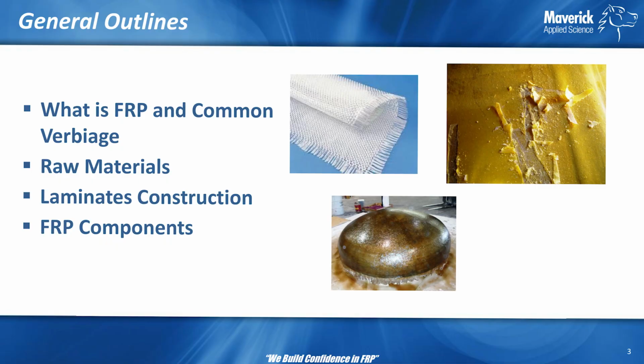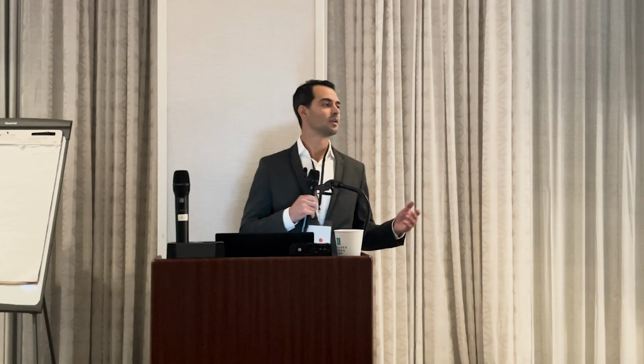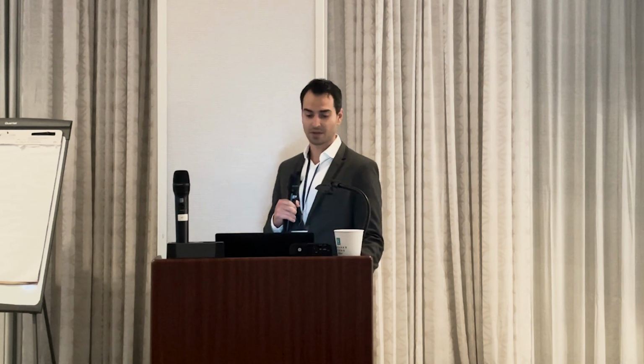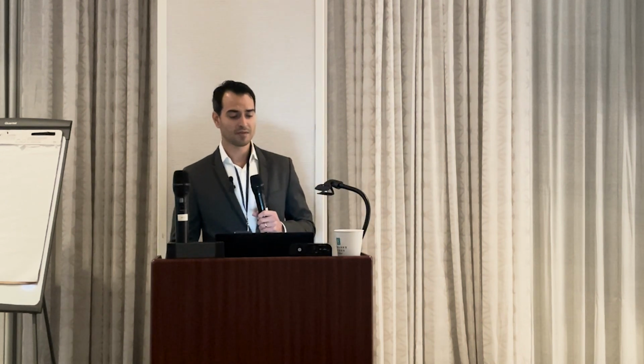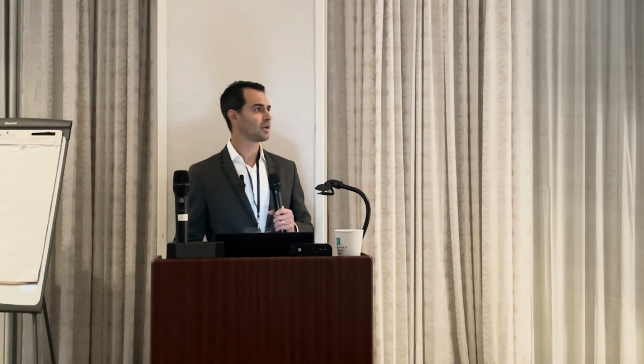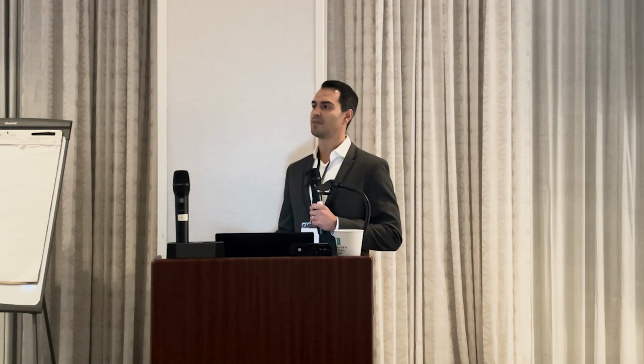So as a general outline for this presentation, we're going to start with what is FRP and the common verbiage that you're going to be hearing in the next couple of days in all these presentations. We're also going to talk about the raw materials that you need in order to fabricate these FRP laminates. And we're going to talk about how to put these materials together when it comes to laminate constructions. And we are going to finalize the presentation by talking about the basic components that you might be facing if you are involved in an FRP piping project.